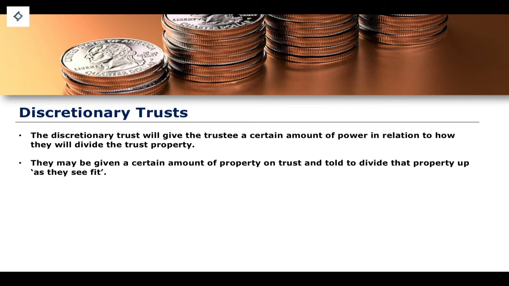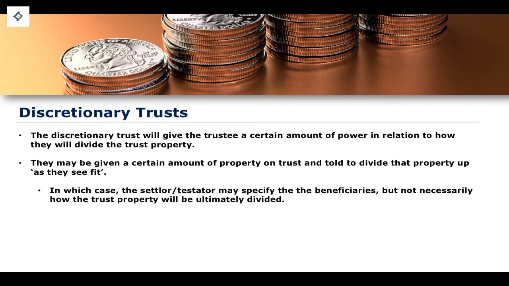Depending on how many beneficiaries there are compared to how much property there is to divide up, it can depend on whether or not a court may judge that you divided equally versus divided it in a non-equal way. Ultimately, the settlor or the testator may specify the beneficiaries, but they may not necessarily specify how the property will ultimately be divided and what the end result of where that property is going to go is. That may be something that is at the discretion of the trustee.